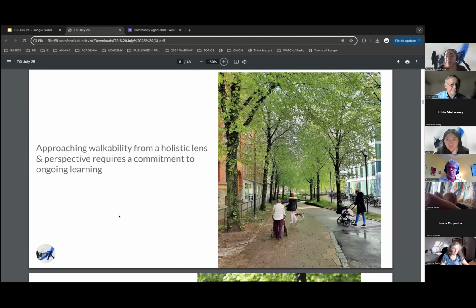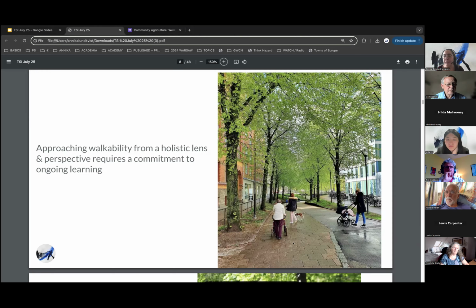So at Pedestrian Space, from the very early days, I was very interested in approaching walkability from a holistic lens, which for me means thinking about walkability from the perspective of all people. I'm not only interested in how women move or how men move or children or elderly or disabled, but I really want to shape my understanding with a holistic lens, which of course requires a commitment to ongoing learning, right?